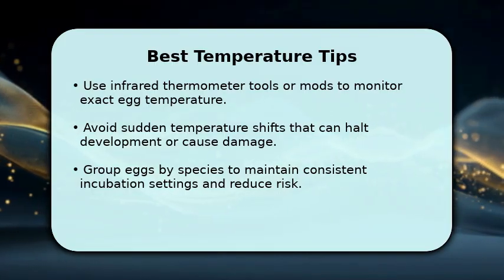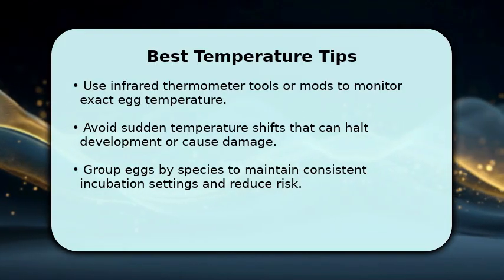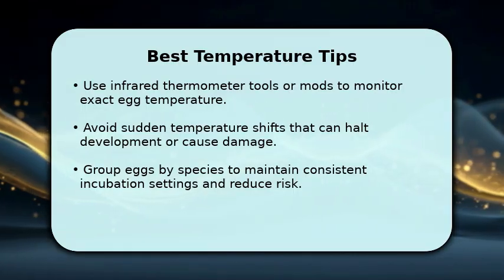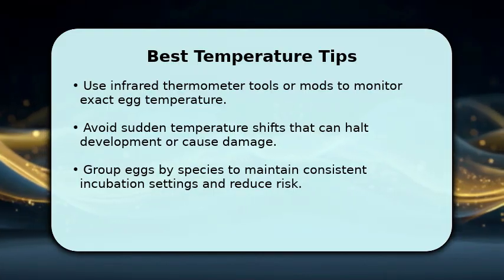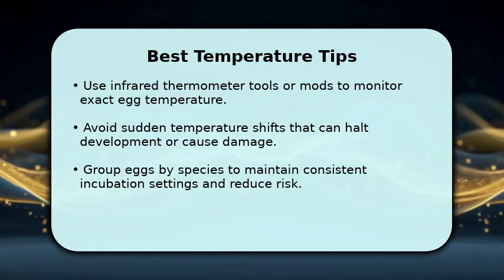Grouping eggs by species lets you set a single optimal temperature instead of juggling different needs. If using modifiers, adjust in small increments and observe the hatch rate to find the sweet spot for speed.